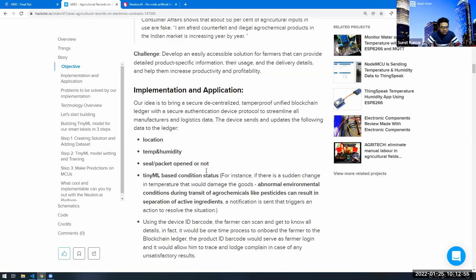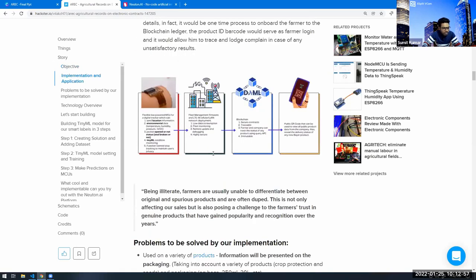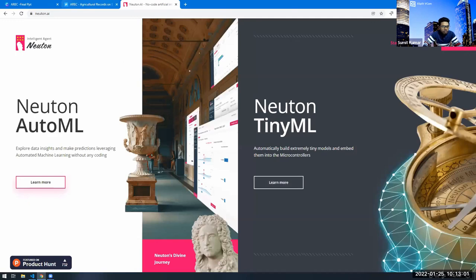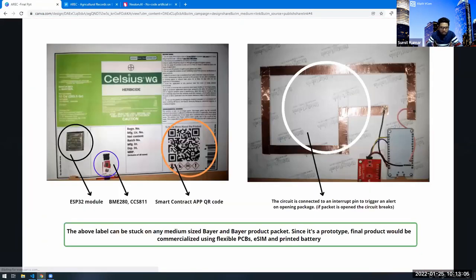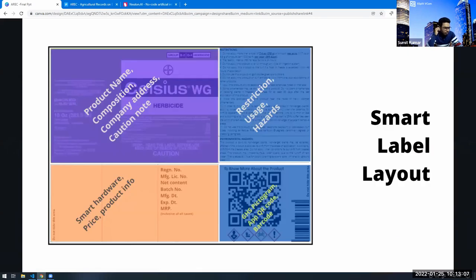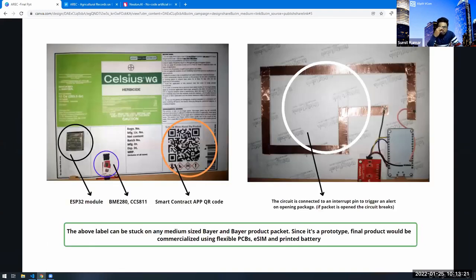There are a lot of products in the market. Agricultural companies, agro-based companies, they make huge products, and to solve that problem, we are going to explore what kind of design we can work upon. This is a smart label layout actually. This is going to be a smart label which we can stick on any package, and that would be delivered to the farmer. And I already explored this for a few days.